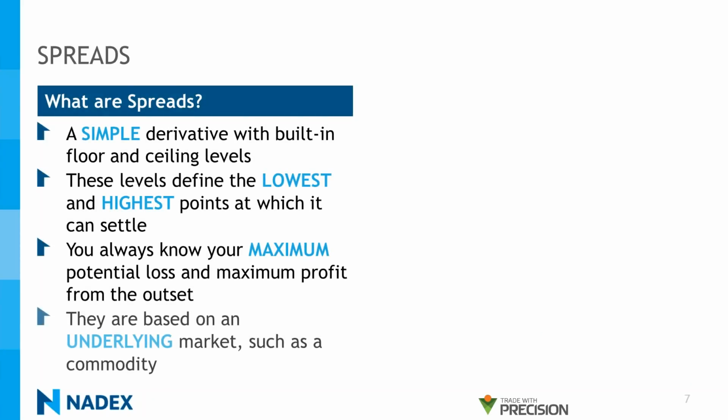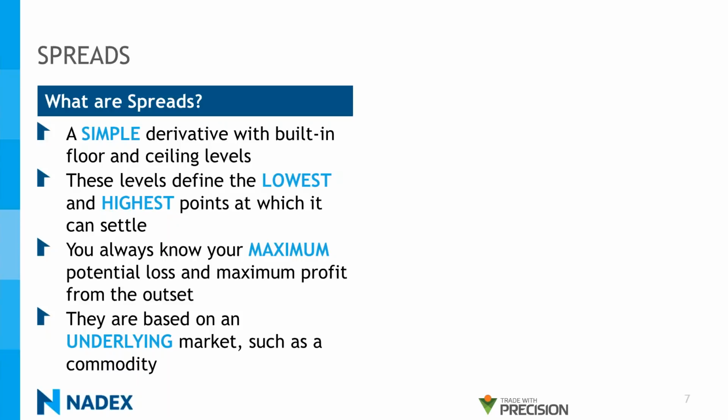So let's just cover a few key points right here related to these Nadex spreads. Spreads are a fairly simple derivative. They have a built-in floor and a ceiling price that corresponds to the underlying asset price. So it really makes them easy to understand, a little bit different than the binaries that you might be accustomed to. It's basically a prepackaged vertical spread that you can trade either long or short.